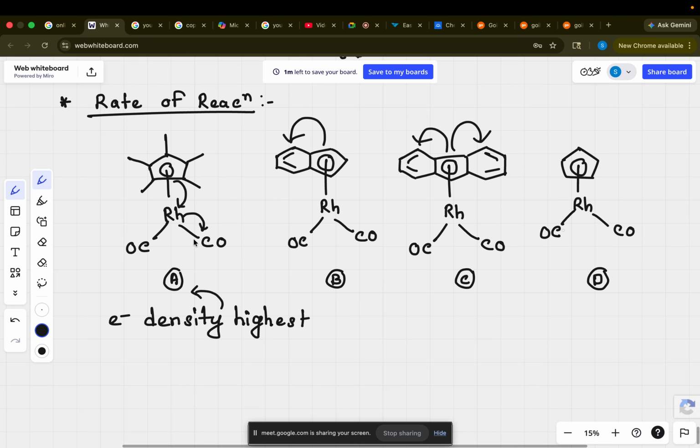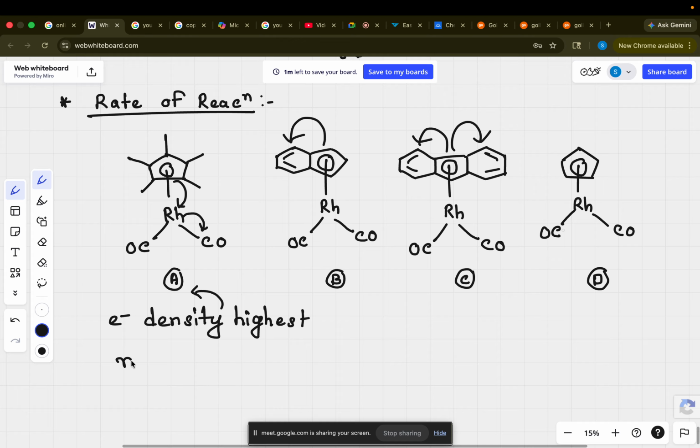If you already have 18 electrons, the first step is a dissociative mechanism. One of the CO has to leave, and it can only be released if the rhodium carbon bond is not that strong. If it becomes very, very strong, the dissociation becomes difficult.